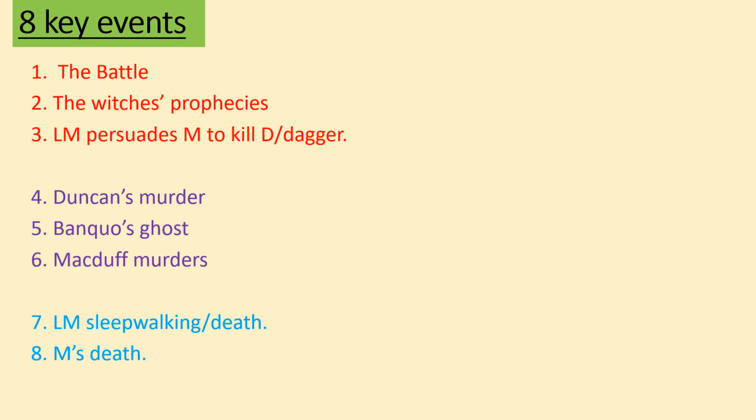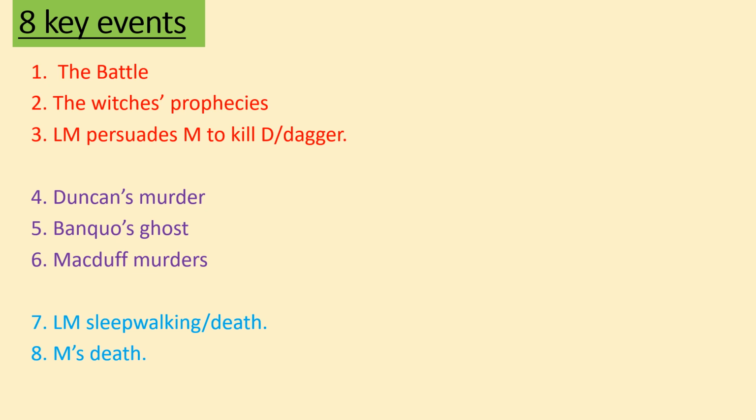So here are the 8 key events that we are going to learn. I've colour coded them. The red ones are at the beginning, the purple ones are at the middle, and the blue ones are the end. So first of all, it's the battle. Here Macbeth is established as a hero. He's a great warrior, but he's also quite a bloodthirsty person.